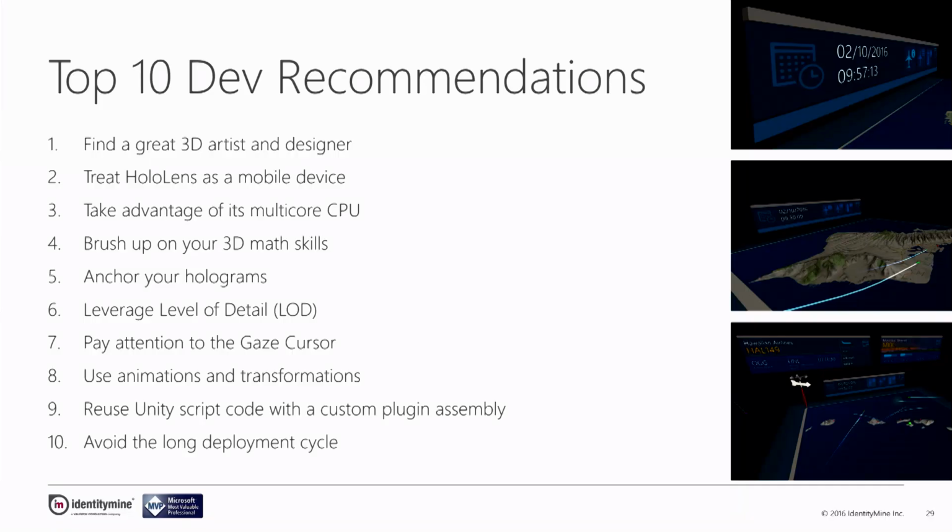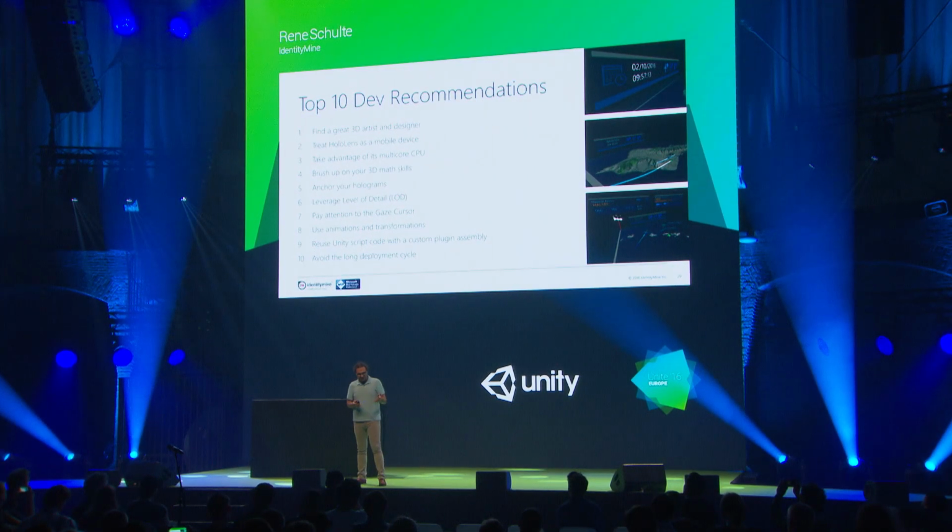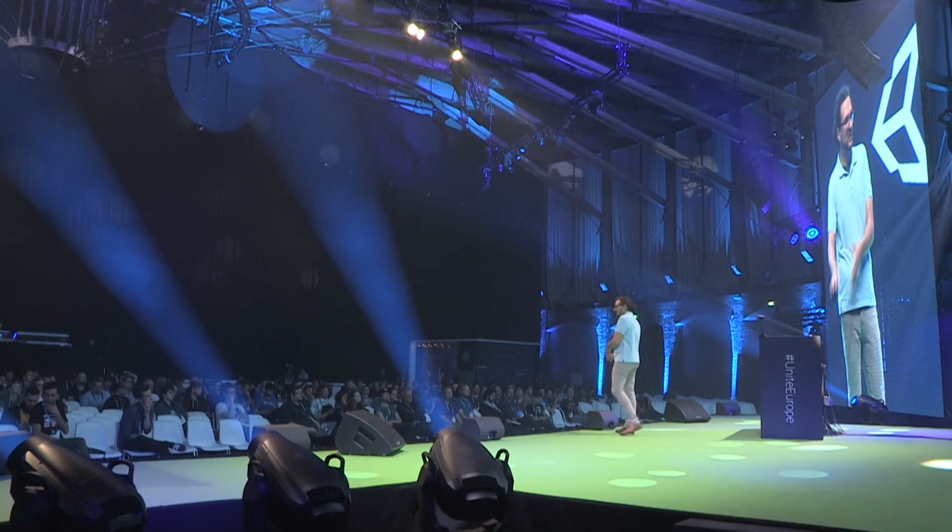Avoid the long deployment cycle. As you've seen, it takes quite some time to deploy to the emulator or the device. So what I did here is I wrote a script so that I can simulate the gazing and gestures and all of that stuff like the emulator does, but I can do it already in Unity. So I can launch just the game mode and try out all of that stuff inside Unity. And I don't have to deploy it every time for every little piece to the emulator or the device. This is a huge productivity gain.